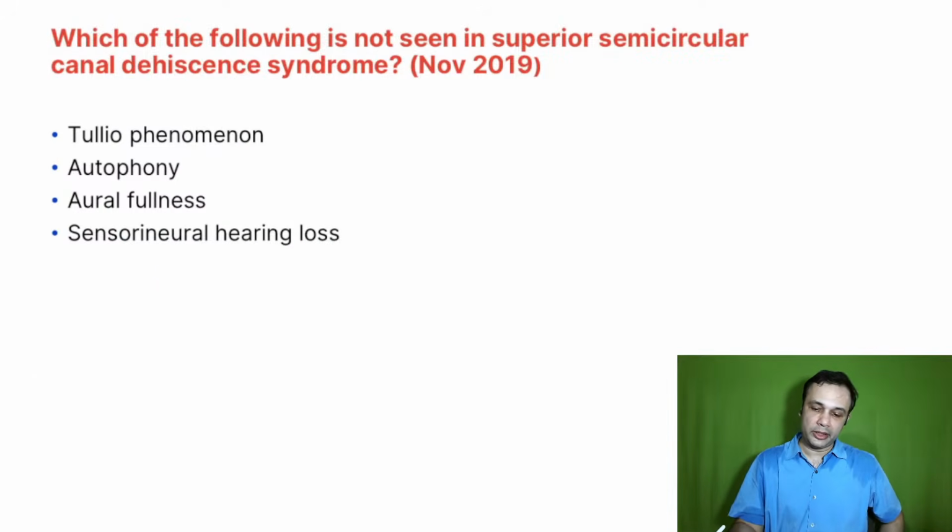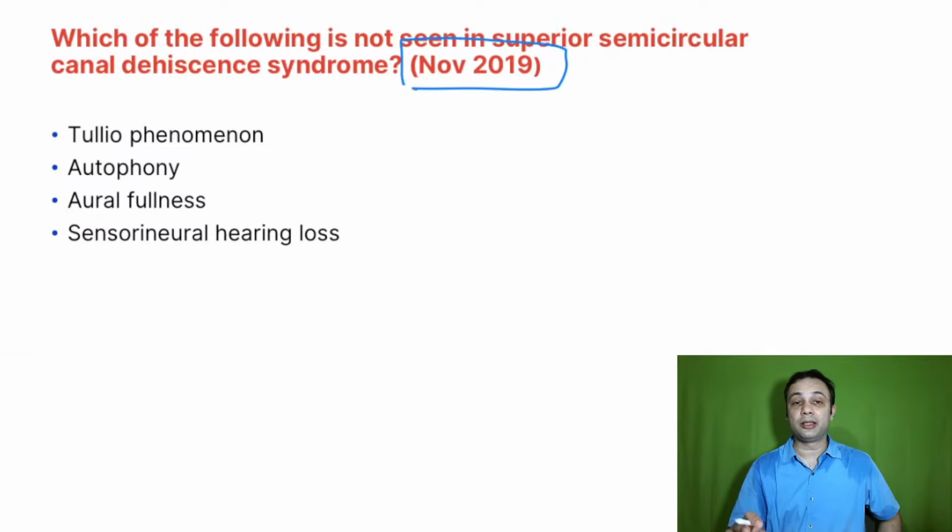Right, which of the following is not seen in superior semicircular canal dehiscence syndrome? Okay, this is November 2019, but this is a hot topic. This is just waiting to get repeated again sometime or the other, because this is a question that keeps coming in other exams, and definitely this is going to be there in one of the next exams that you are going to see.